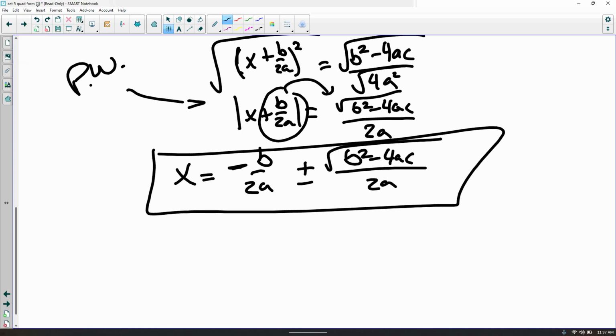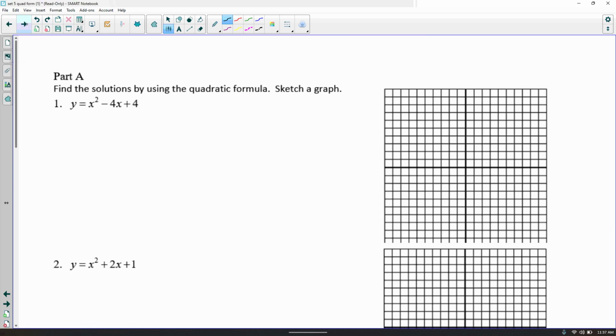All right, so that being said, let's go in and use it. First thing we have to do is practice this. Do you know your quadratic formula? That's the question. If you don't know it, you need to write it down every single time. If you do know it, you probably need to write it down every single time.